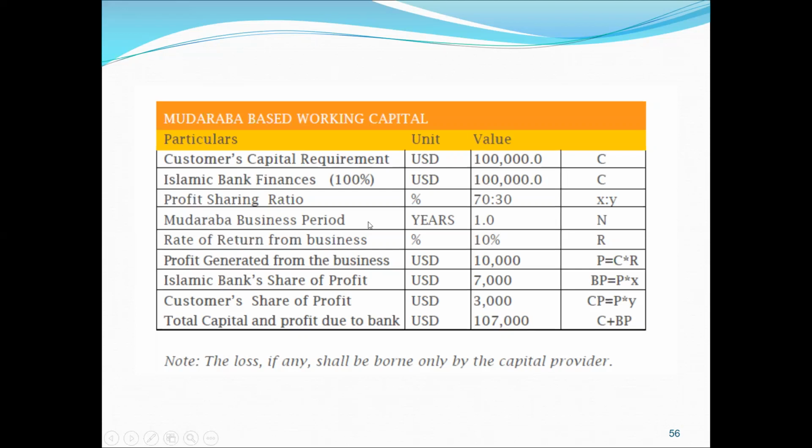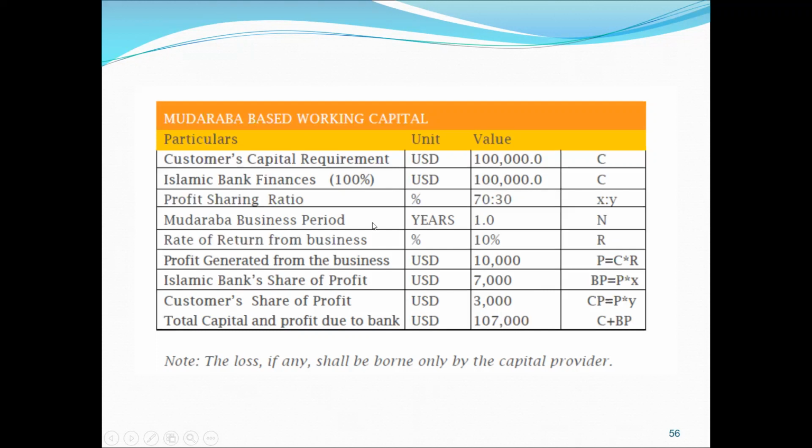So the Mudaraba business period will be 1 year. The rate of return from the business, let's say 10%. It's not fixed, guys. It's just imagination. Let's say they made a profit and received a 10% return. The profit generated from the business is $10,000. So the Islamic Bank will get their profit share of 7,000, and the customer's profit share will be 3,000. So the total capital and profit due to the bank from the customer is $107,000.